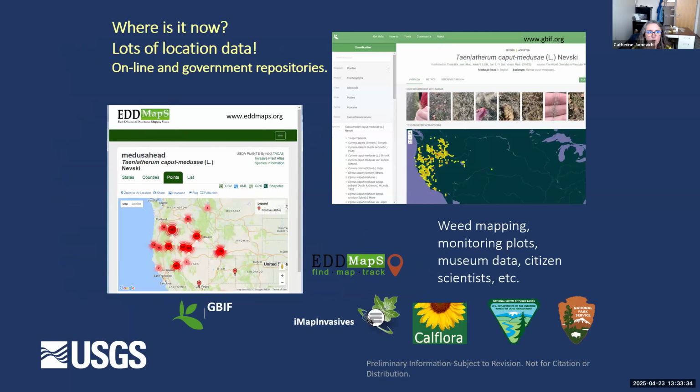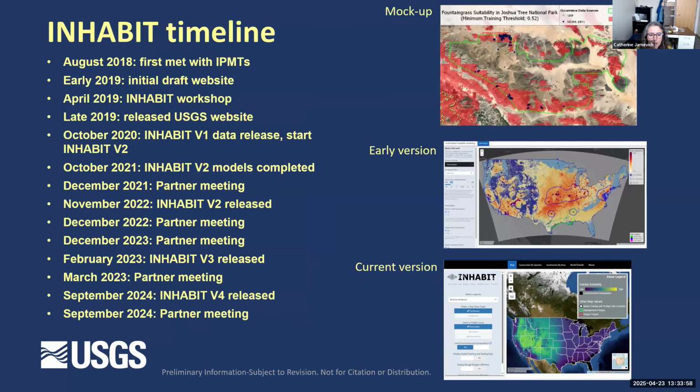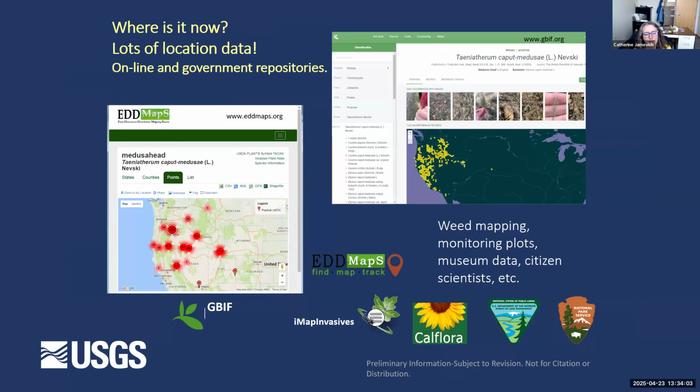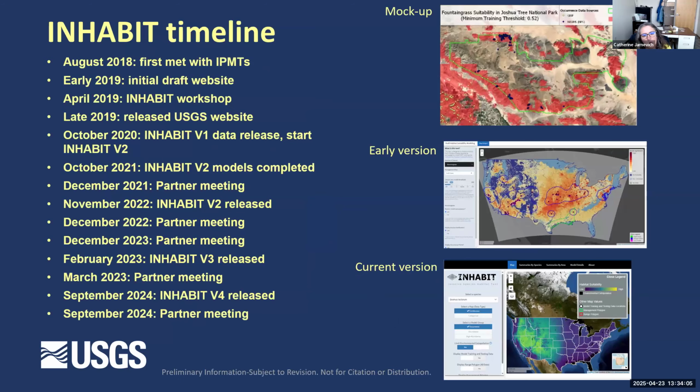So there's a lot of great data out there on the web that provide information on where species are right now. Applications like EDDMapS aggregate occurrence information and can provide some idea of where things are on the landscape. And there's lots of different data sources for this type of information out there. And so that tells us where things are right now, but not necessarily where they might be in the future.